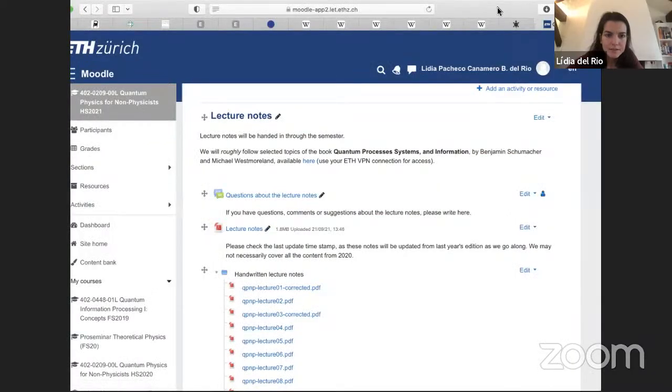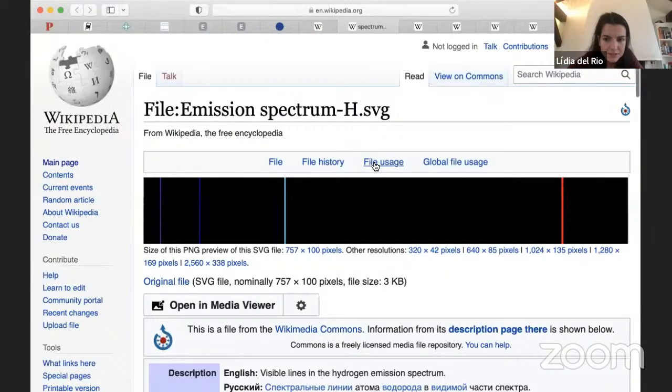You can stop sharing here. And I'll share my other screen. So I had it open here. Yeah, so this would be one of the emission spectra for hydrogen. So it's very neat, right? Only a few lines there. So you have the wavelength on the horizontal axis.